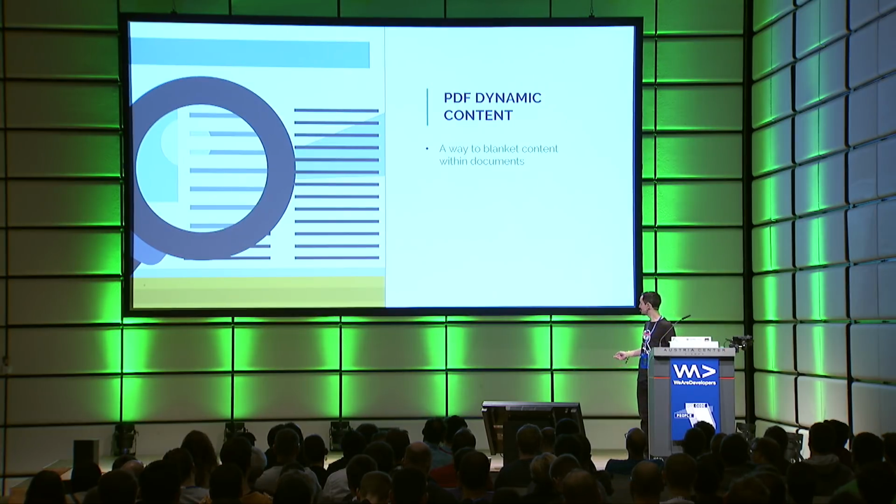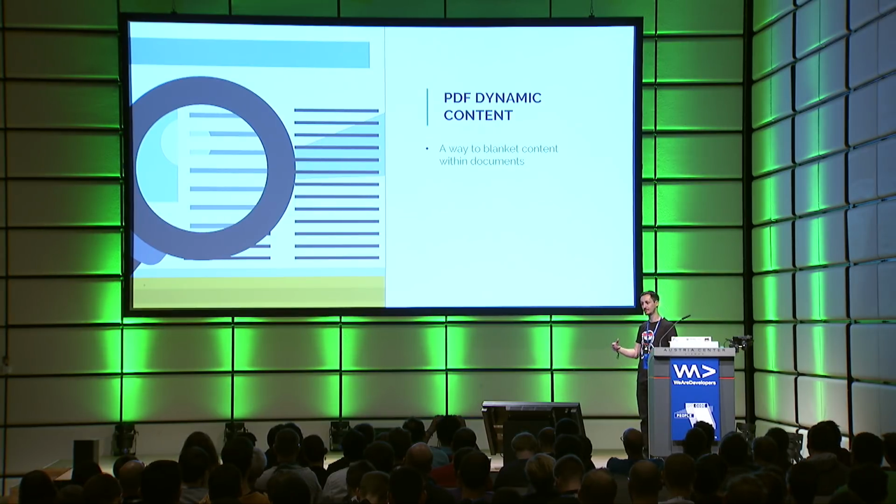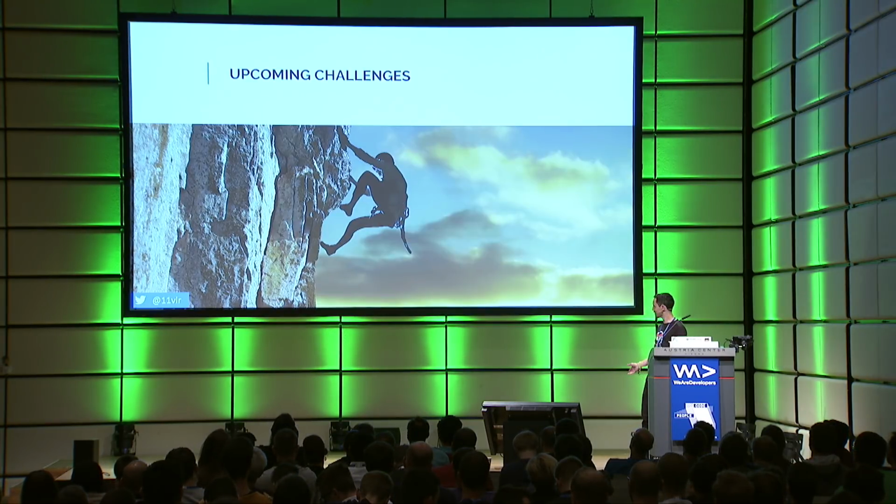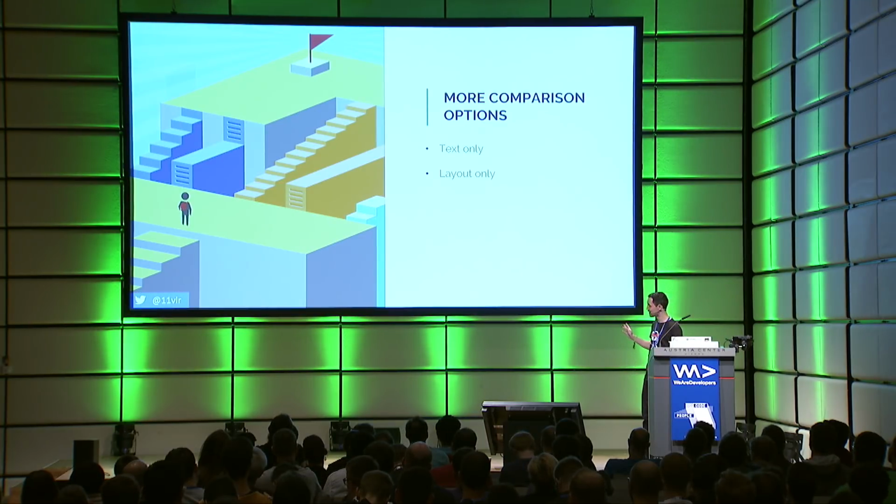PDF dynamic content. Again, using Aspose regex, you can find an element by text. So, for example, dates. You can find an element, and then you can blanket over it or change it. I'm running out of time, sorry. So these are some of the challenges. I'll share the slides later.